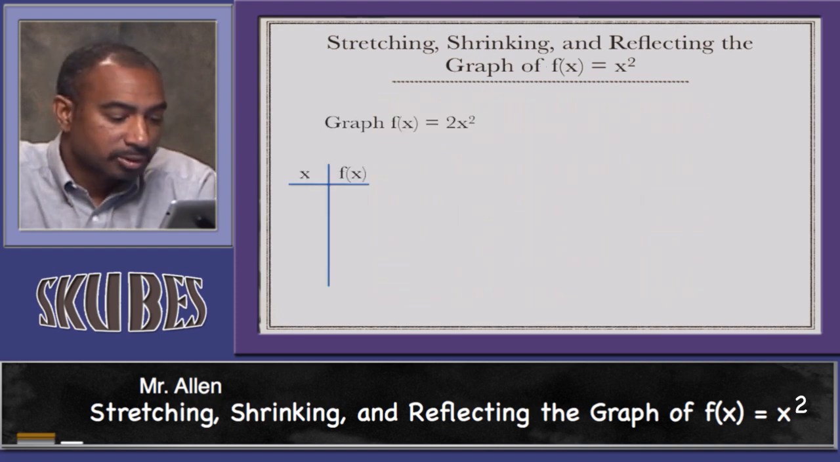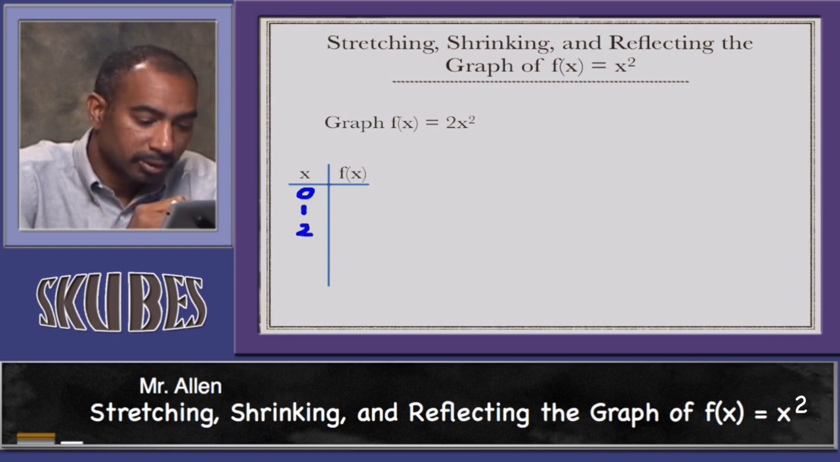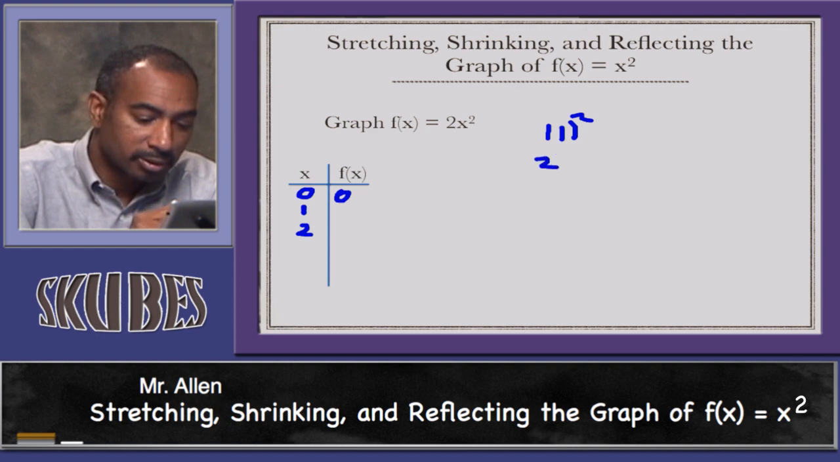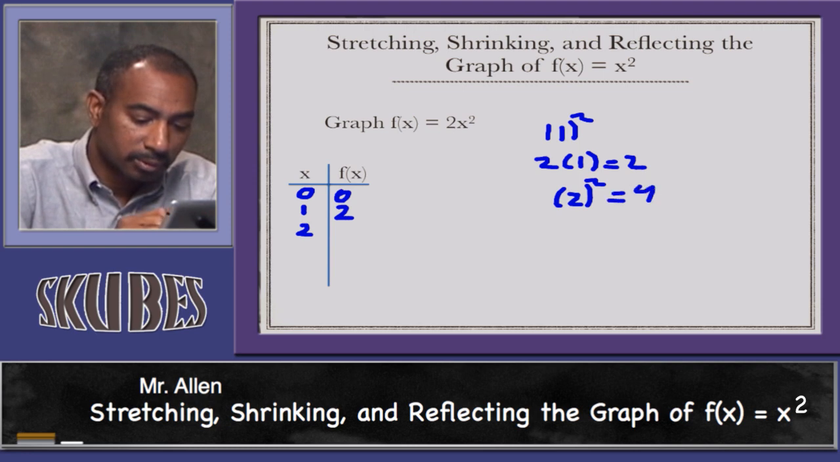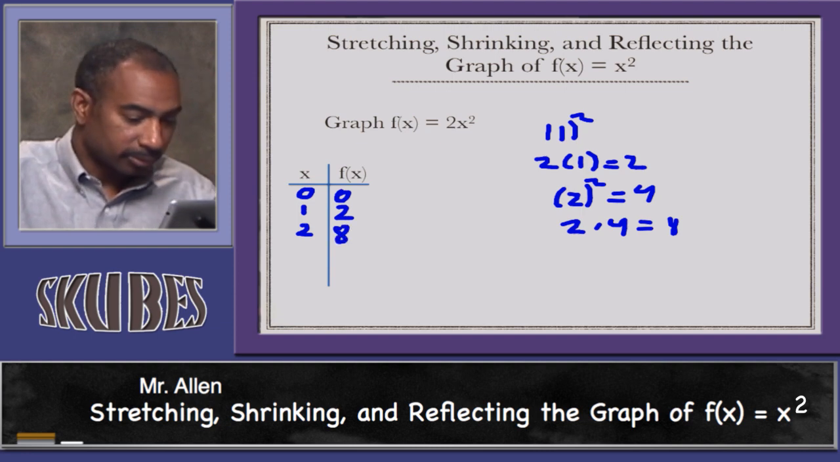Okay, what happens if I have 2x squared though? So let's try 0, 1, and 2. So look, if I put in 0, you know we're going to get 0. If I plug in 1, I get 1 squared, which is 1, and 2 times 1 is 2. If I plug in 2, I get 2 squared, which is 4, but then 2 times 4 is 8. So you want to plug in these numbers.